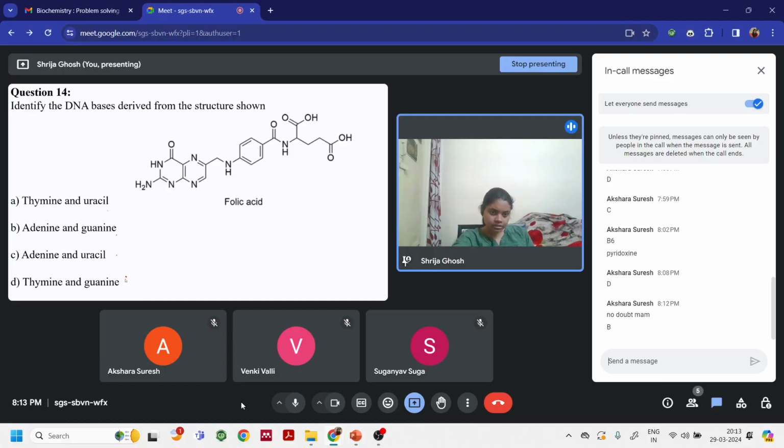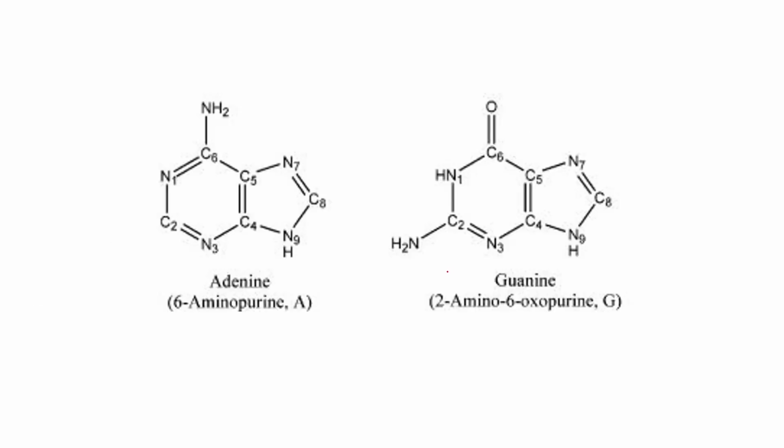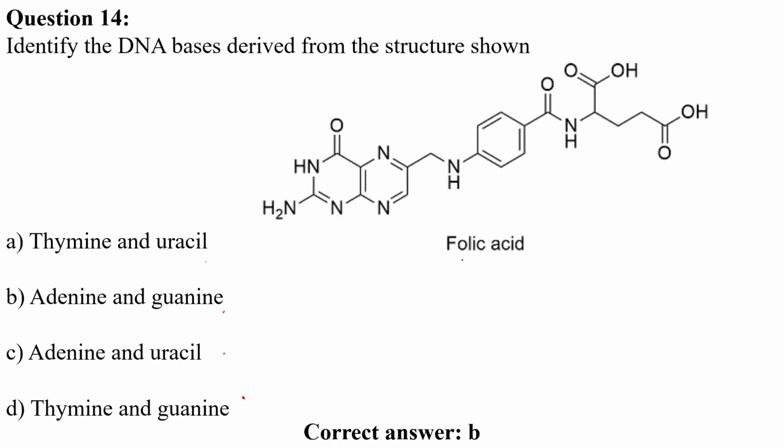Okay, we have the answer option B, that is adenine and guanine. Yes. So, adenine and guanine are purines, right? And folic acid is actually involved in purine synthesis. So, if we have folic acid deficiency, it can actually cause cell death, because there won't be any DNA synthesis and that will lead to cell death.